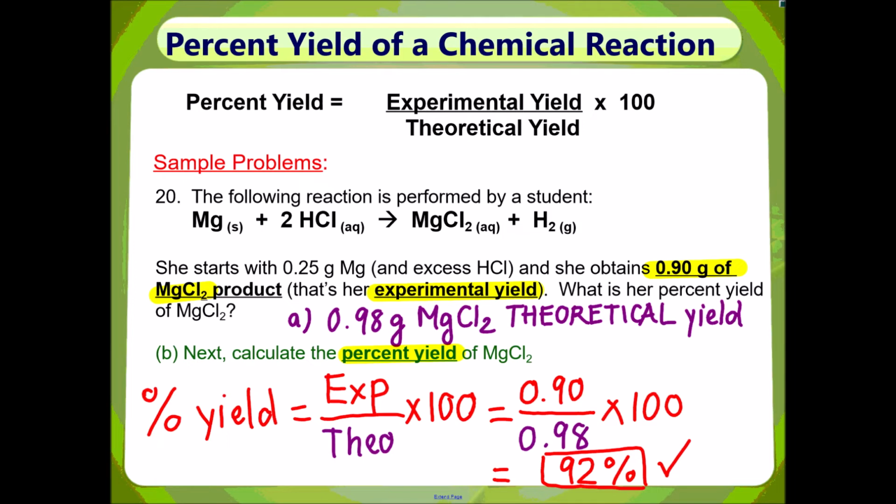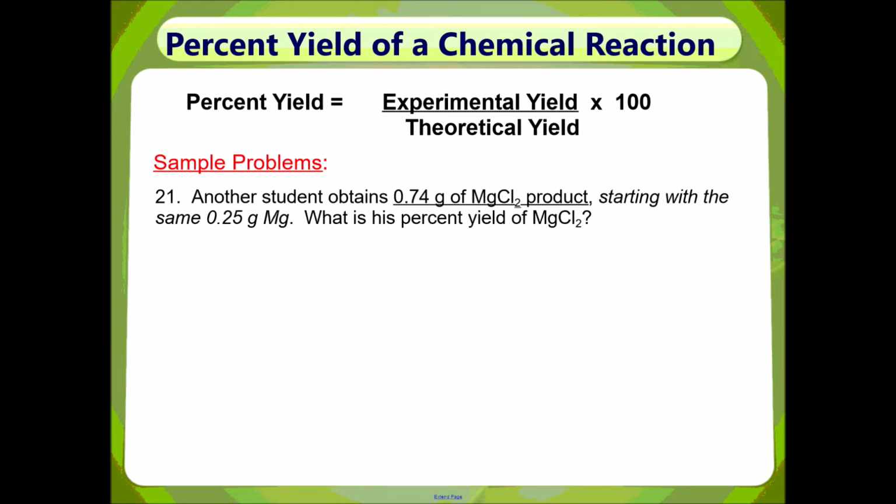Remember that it is very hard to get 100% yield because our experiments aren't perfect. On the other hand, your answer should never be higher than 100% because theoretical is already the maximum amount of product you can produce, and you can't produce more than the maximum. Here's the case of another student who obtained 0.74 grams of magnesium chloride product, starting with the same 0.25 grams of magnesium. What is his percent yield of magnesium chloride?